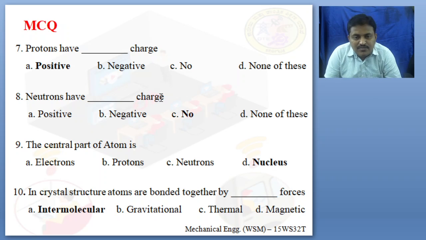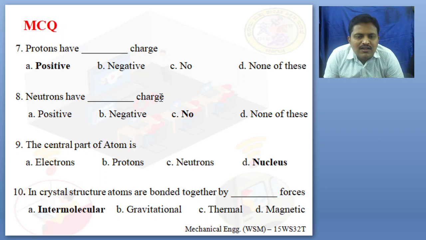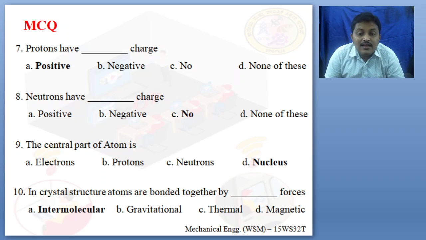Neutrons have dash charge. What is that? A positive charge, a negative charge, no charge, or none of this. Neutrons have no charge, or are neutrally charged. So option C is the right answer, no charge. Take question number 9. The central part of atom is A electrons, B protons, C neutrons, D nucleus. The central part consists of both protons and neutrons, so the answer is D, that is nucleus.